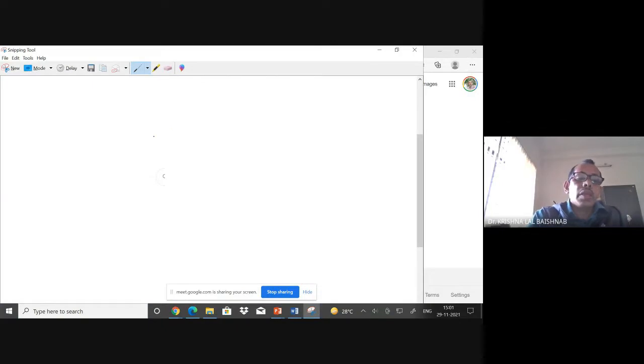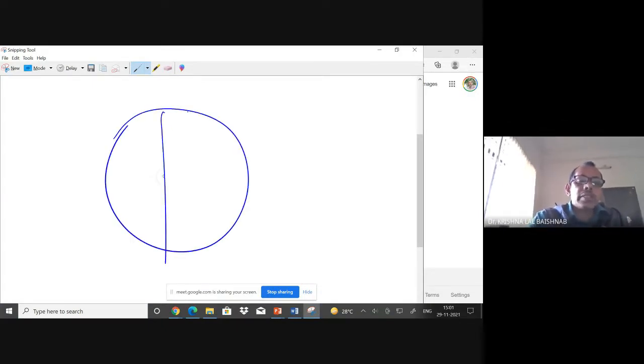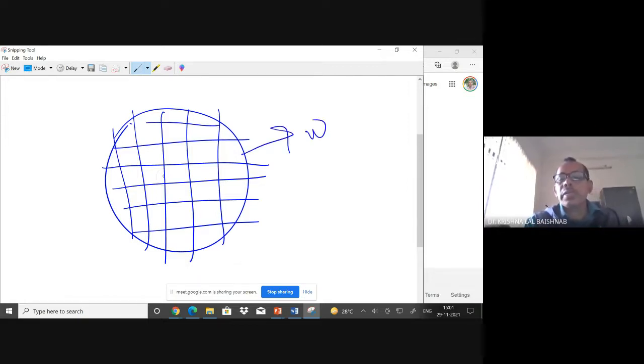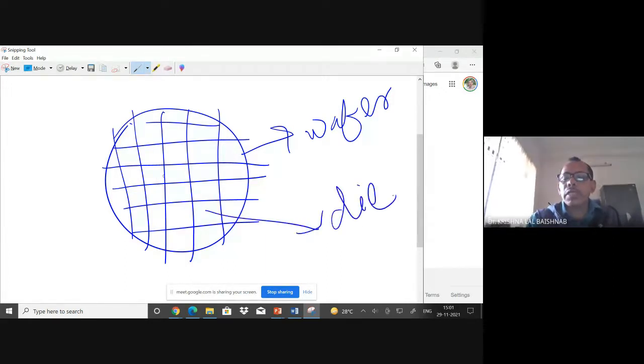See, basically wafer is like that, and we have dies. This is the wafer, and this is the VLSI design. This is fabrication that we do, and this is the die, basically the silicon die. We call it the floor.